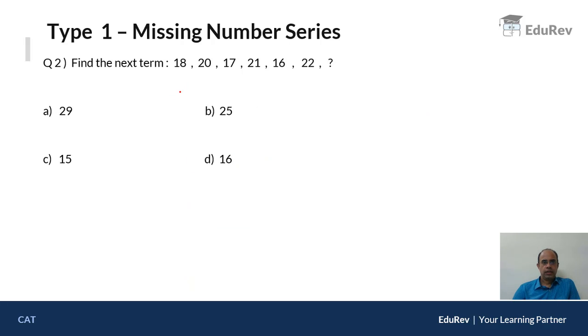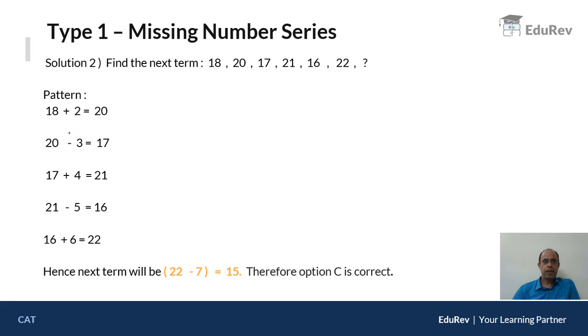Now, one more question. 18, 20, 17, 21, 16, 22. Let us find some pattern. Here we are observing it is plus 2. Then we are observing minus 3. Then again plus 4, minus 5, plus 6. We are getting a pattern. Plus 2, minus 3, plus 4, minus 5, plus 6. Next would be minus 7. Fine, guys? So we got the pattern.